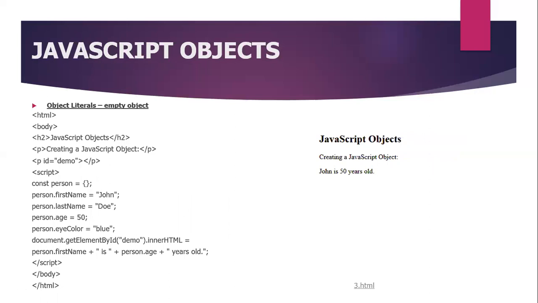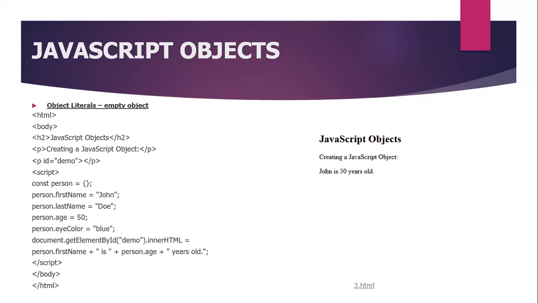Next is JavaScript objects created using empty objects. So here I'm creating an empty object, which means I'm not assigning values while creating the object. So const person is equal to an empty value. Then I'm assigning the values: person.firstName is equal to John, person.lastName is equal to Doe, person.age is equal to 50, person.eyeColor is equal to blue.